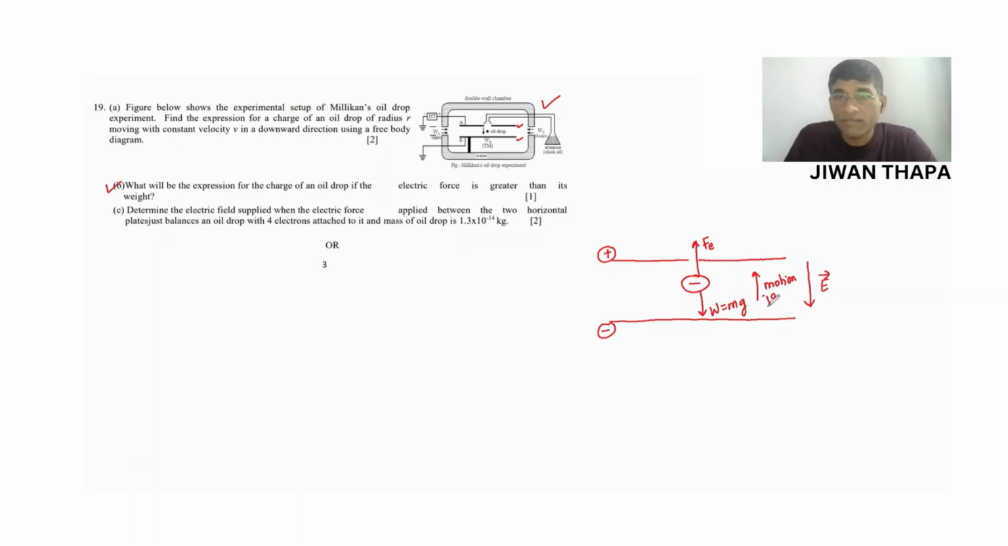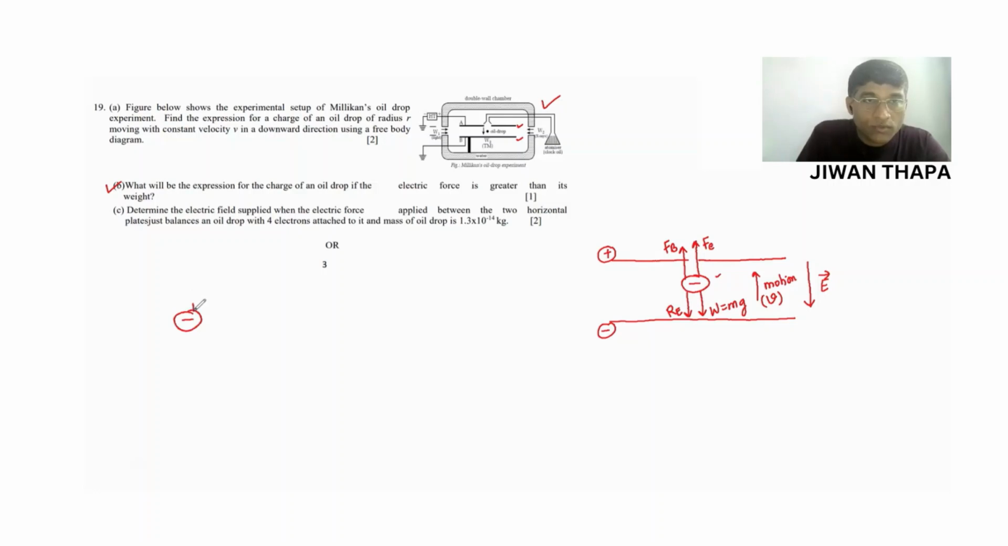Now, the buoyant force due to air is Fb, and we can see the buoyant force is opposite to the weight. Since the motion is upward, the resisting force Re acts in the downward direction. It is opposite to the motion. So Re is the resisting force in the presence of the electric field. I'm redrawing this figure over here.